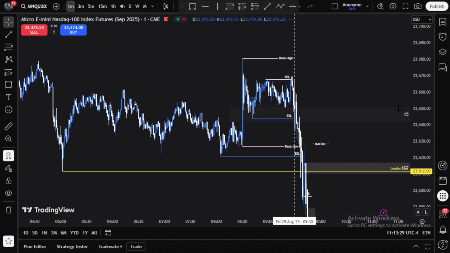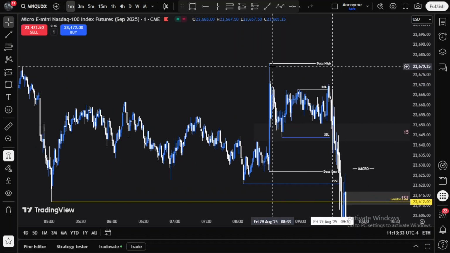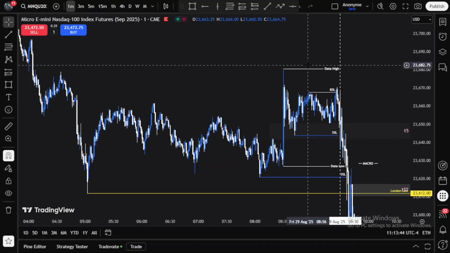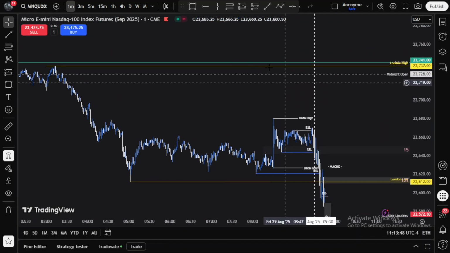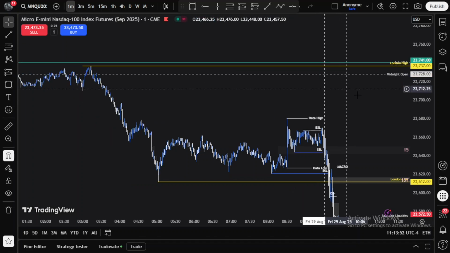On the 1 minute time frame, we had the news before the market open at 8:30. I marked out the data high as a potential draw. I marked out the midnight open. I was anticipating the price to go to the midnight open at least, the London high and the Asian high.